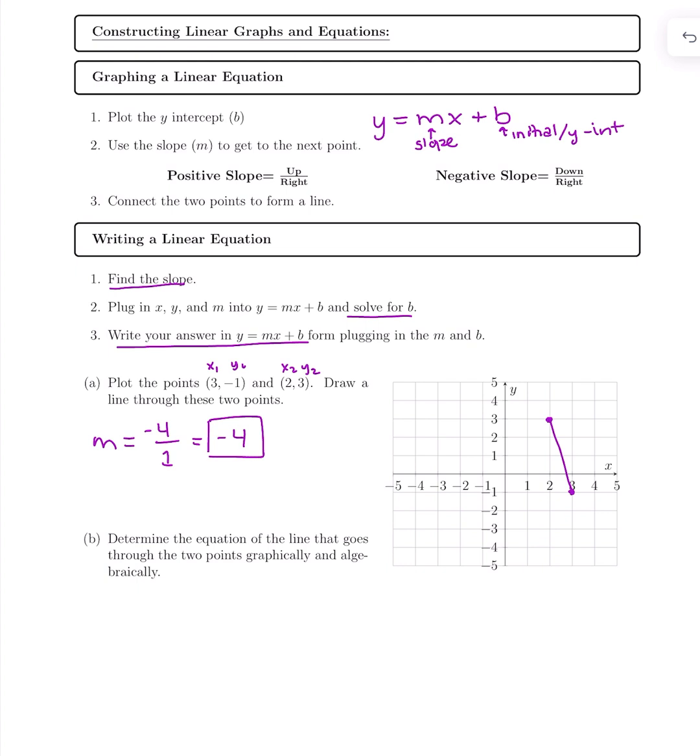We could continue trying to plot points. We could go down 4 over 1 and plot another point, kind of get an idea of what this line would look like. From this graph, I can't tell the y-intercept unless I take it over all the way to where x is 0. So I'm going to add some points onto this so I can get all the way over to x is 0.